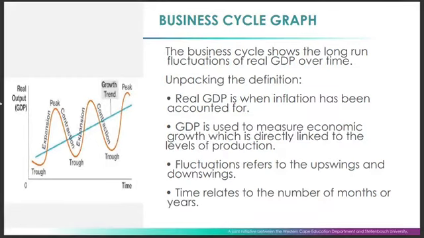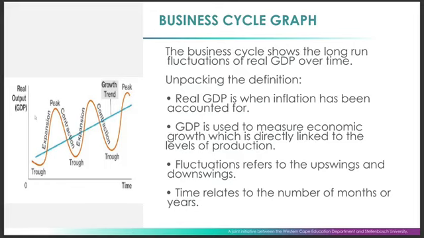Right, so let's just have a look at this diagram for the business cycle. So you've got your real output or your real GDP on the y-axis, and then on your x-axis you've got time, because remember we said the business cycle shows the long run fluctuation of real GDP over time. So there you've got your real GDP, and here you've got time.